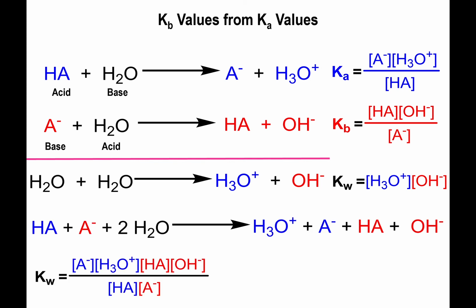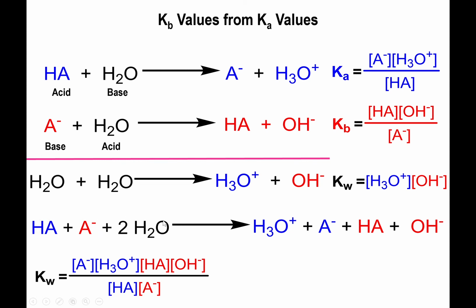Now take a look at this. This is kind of interesting. If you input everything that you have in here, right? I'm not canceling out the HAs and A minus just yet. I'm actually just writing everything out, but you know they obviously cancel out in the equation. You will have A minus on top, hydronium on top, based on what's here in blue, HA on top, hydroxide on top. You'll have your HA on the bottom and your A minus on the bottom.